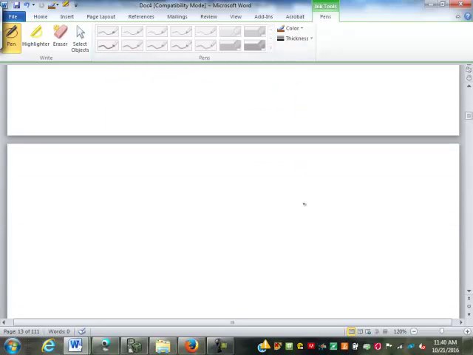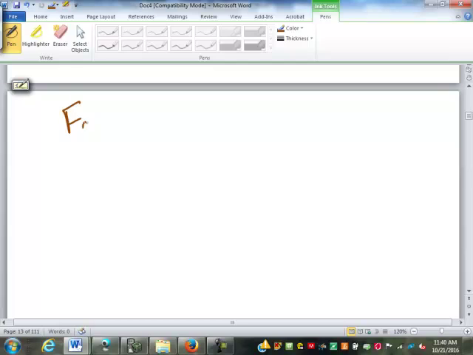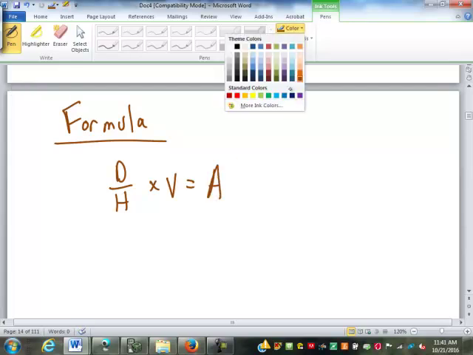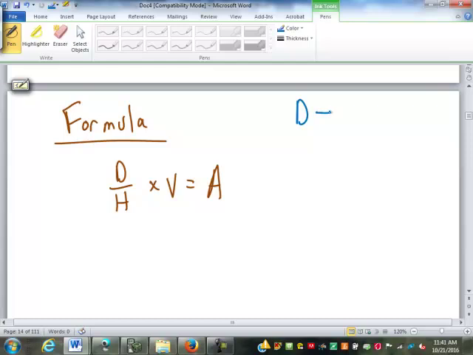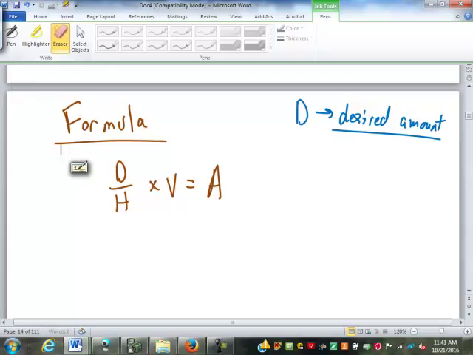So let's start out looking at the formula. I'm going to kind of go through these from my least favorite to my most favorite. The formula is D over H times V equals A, where D is the desired amount. That is the amount of medication that you desire the patient to receive.